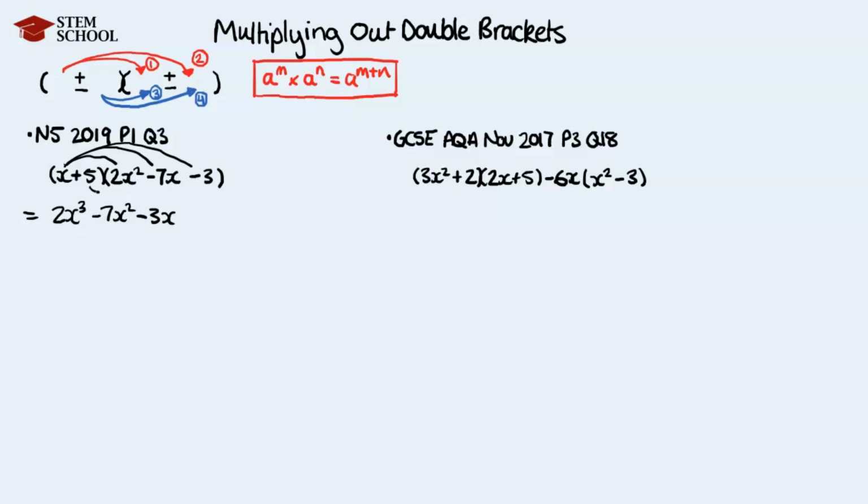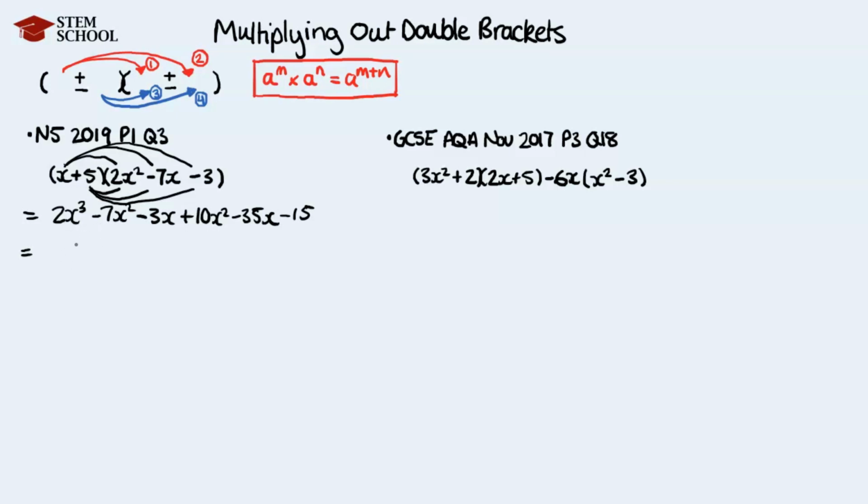Okay, so we do positive 5 times 2x squared, so that will be positive 10x squared. Then we do positive 5 times minus 7x, that will be minus 35x. And then we have positive 5 times negative 3, so that will be minus 15. Okay, so now at this stage we just have to collect the like terms.